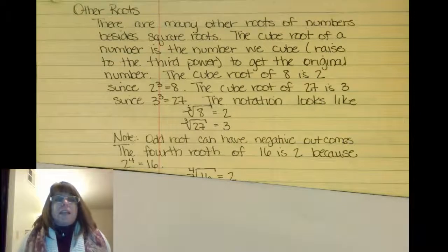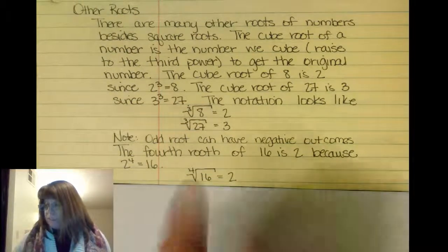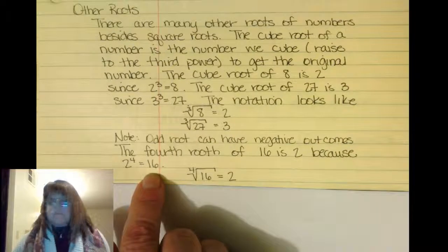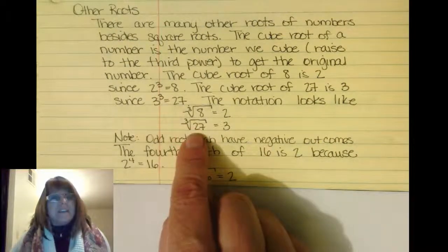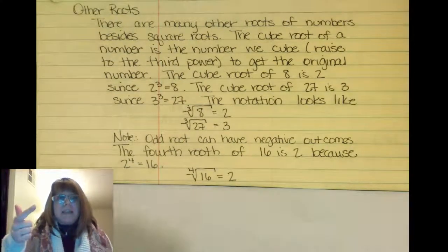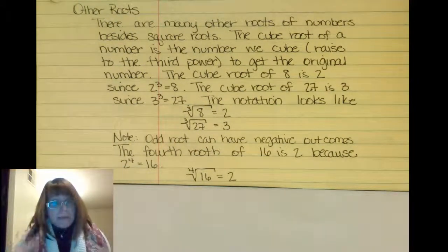Now, here's the thing. An odd root, like 3, 5, 7, can have negative outcomes. Even roots, like square, to the 4th, to the 6th, do not have negative outcomes. We're not doing that this class, remember? So, for example, the 4th root of 16 is 2 because 2 to the 4th is 16. The cube root of negative 27 is going to be negative 3 because negative 3 times negative 3 times negative 3 is negative 27. So just keep that in mind.